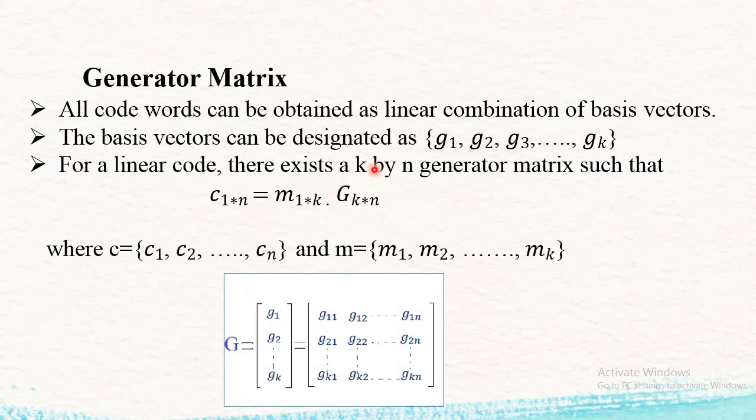So for generating a code word, what are we doing? We are multiplying the message bits with the generator matrix. Now here we are not doing the actual multiplication. The multiplication in this case is a mod 2 operation. So that's what is shown here. So this is a representation of a generator matrix.